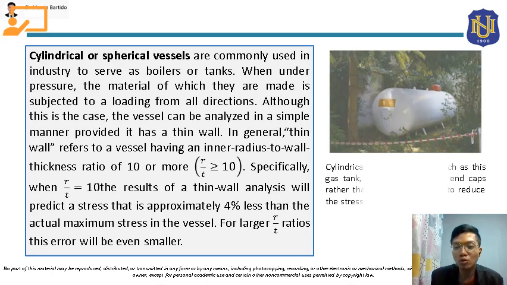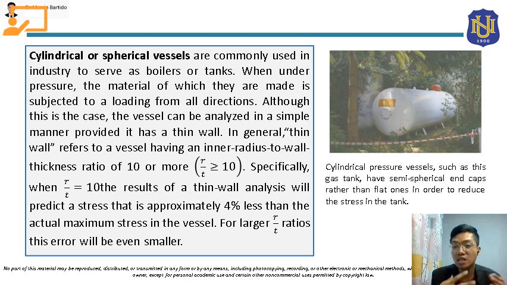Okay, so there are two thin vessels that we are going to study in this topic. They are cylindrical vessels and spherical vessels. Cylindrical or spherical vessels are commonly used in industry to serve as boilers or tanks. So when under pressure, the material of which they are made is subjected to a loading from all directions. Although this is the case, the vessel can be analyzed in a simple manner provided it has a thin wall. In general, a thin wall refers to a vessel having an inner radius to wall thickness ratio of 10 or more.